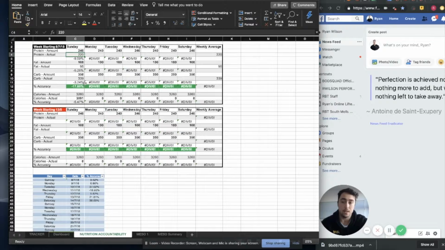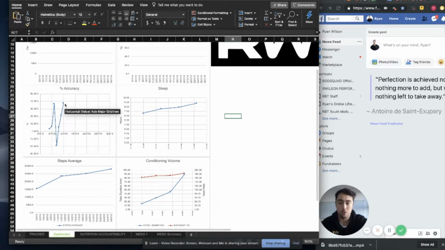What that gives you is a net percent accuracy for each individual macronutrient, the macronutrients as a whole, and also the calories, if you look down at calories amount and calories actual. So you can see that you were within 5.47% of the calories that you were meant to eat. Now, this is the most important metric when we go to look at your nutritional accuracy on this left-hand graph.